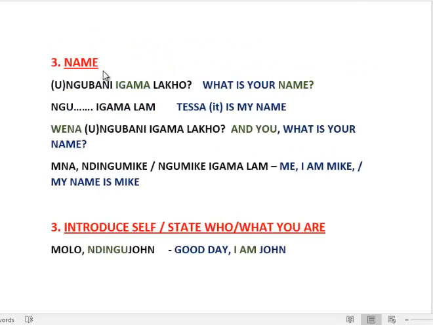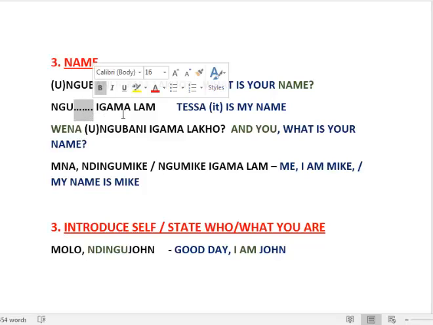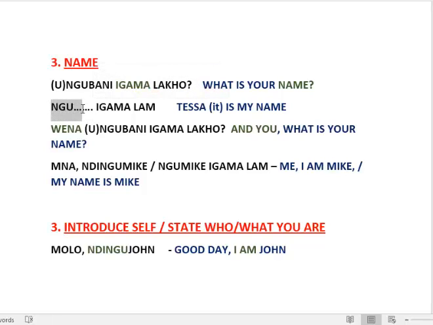Thirdly, you would want to know what the person's name is by asking Ungubani igama lakho. What is your name? With the word igama meaning name. Igama lakho, your name. Where we have the dots, you would put in your own name, as in Ngu Tessa. Ngu John, Ngu Peter, Ngu Michael, igama lam. And you would want to know what the other person's name is by asking him or her, wena, and you, ungubani igama lakho.